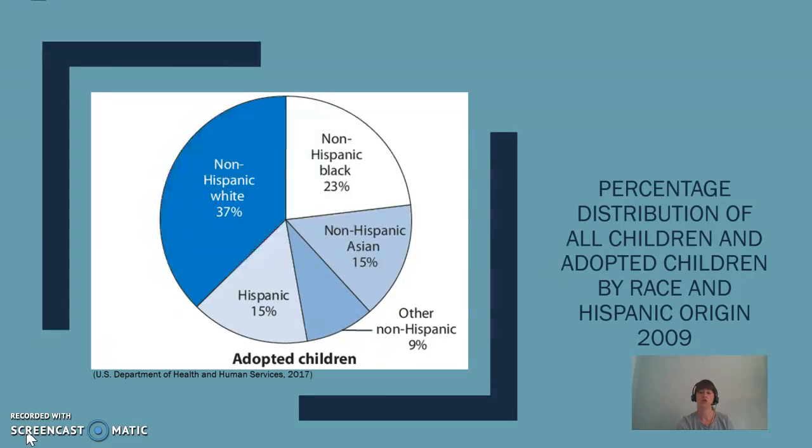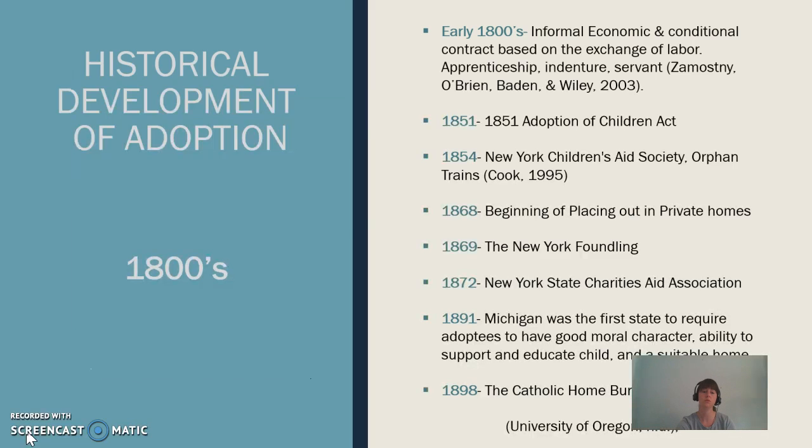This diagram just shows a distribution of race of children for adoption, and this was in 2009. So 37% of children adopted were white or non-Hispanic, 15% were Hispanic, 23% were Black, 15% were Asian, and then there's 9% other. We'll move into the history.